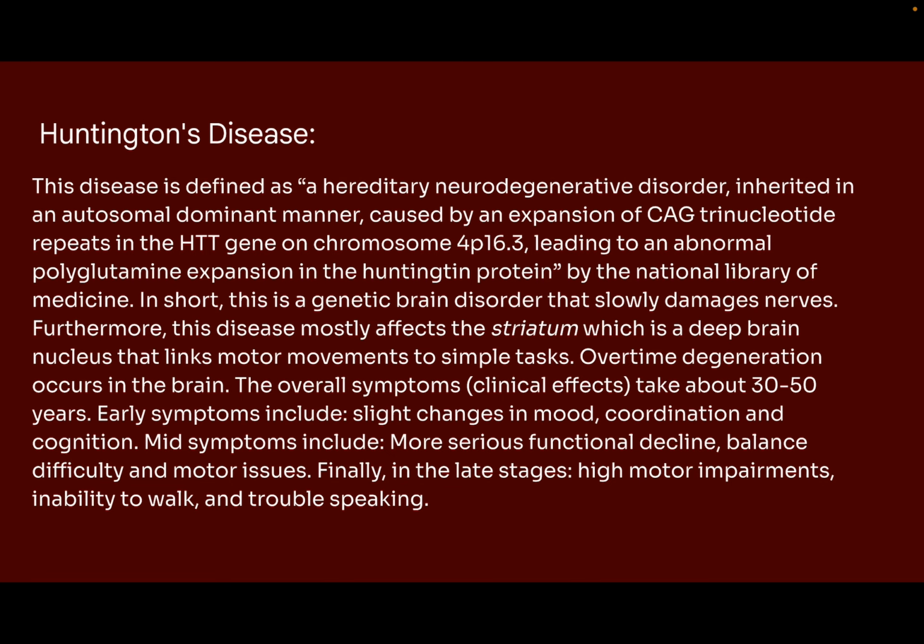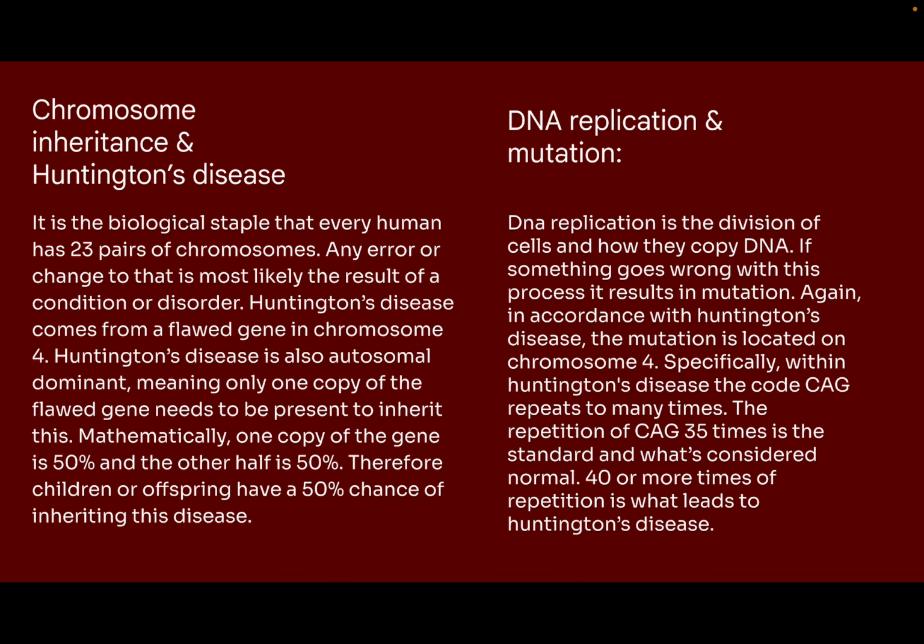Over time, degeneration occurs in the brain. The overall symptoms take about 30 to 50 years. Early symptoms include slight changes in mood, coordination, and cognition. Mid-symptoms include functional decline, balance difficulty, and motor issues. In the late stages, high motor impairments occur, inability to walk, and trouble speaking.